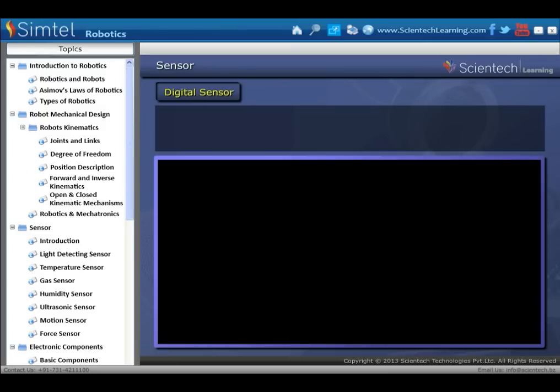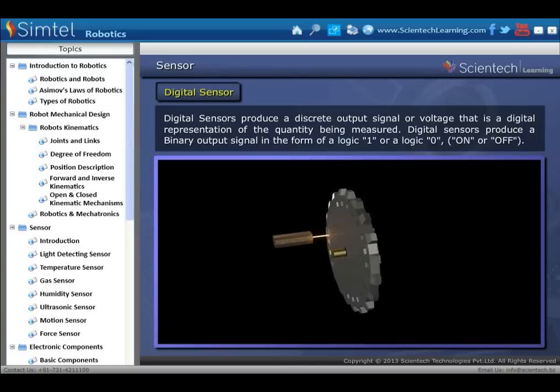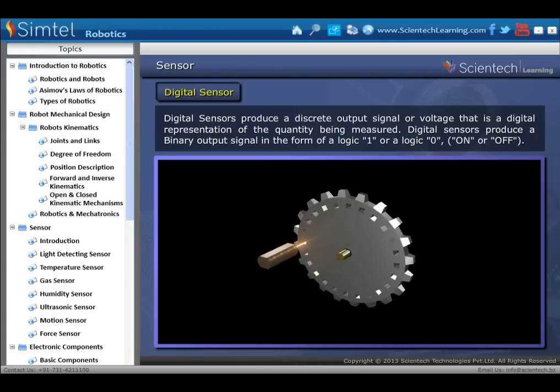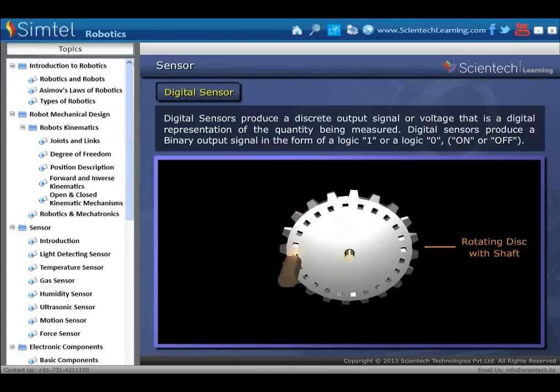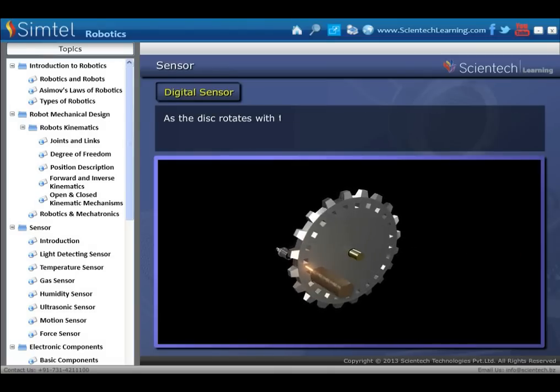The next type of sensor is the digital sensor. Digital sensors produce a discrete output signal or voltage that is a digital representation of the quantity being measured. Digital sensors produce a binary output signal, in the form of logic 1 or logic 0.